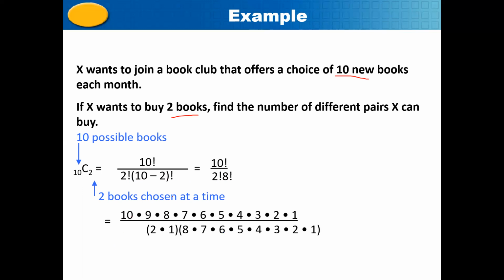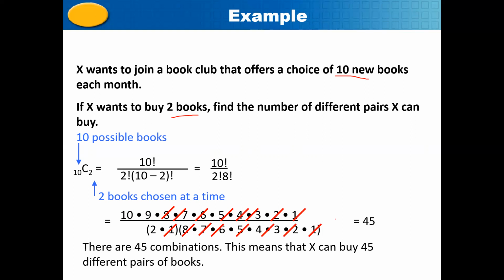We can expand, open 10 factorial: 10, 9, 8, 7, and so on, one less number each time. And then we can divide the numerator and denominator, and the common terms would cancel like this, and then we'll find out the final number, 45, and we can interpret it. So there are 45 combinations. That means person X can buy 45 different pairs of books.